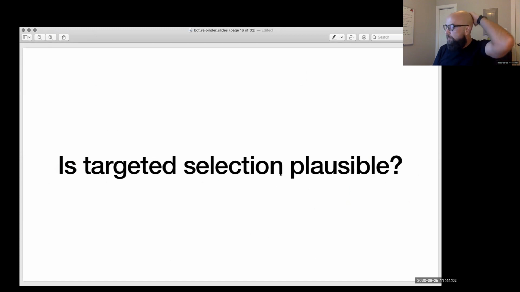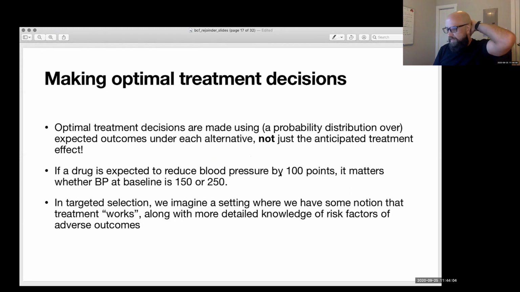Is targeted selection plausible? This was a comment in Jason and Arman's discussion that I think we wanted to respond to. They made the claim that optimally, decisions about treatment would be made based on predicted treatment effects. And I don't think that's quite right.